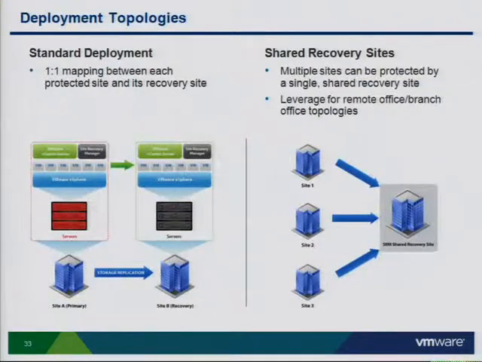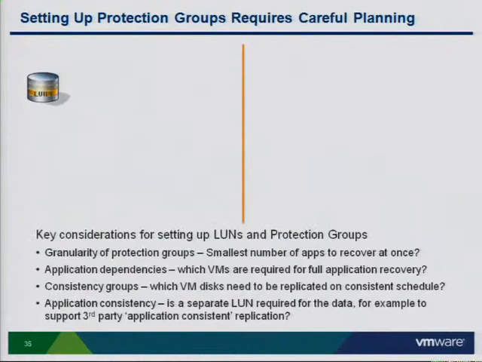There are multiple deployment topologies. The traditional ones tend to be a one-to-one mapping between the primary site and the recovery site. There's also another model that we support where you can have multiple sites protected by one common recovery site, which can be leveraged better for things like branch offices and those types of topologies. But again, we support many different flexible topologies in terms of disaster recovery planning, and these all meet different sets of business objectives.